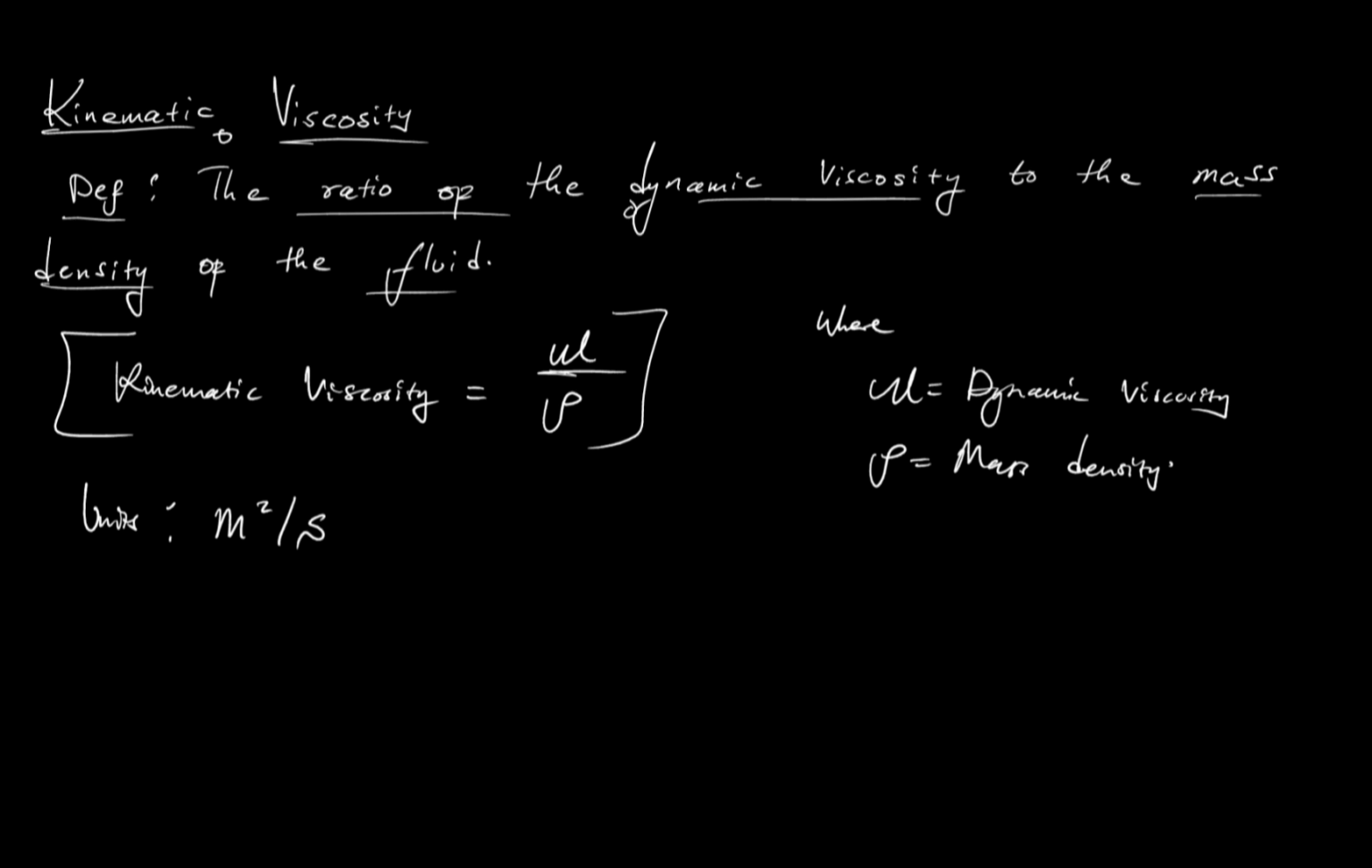But if you need to convert to stokes, be mindful that 1 stoke is equal to 10 to the minus 4 meter squared per second. So if you have a value in meter squared per second and you need to convert it to stokes, just multiply that value by 10 to the 4th. And the opposite would be 10 to the minus 4 to get the opposite dimension. All right.